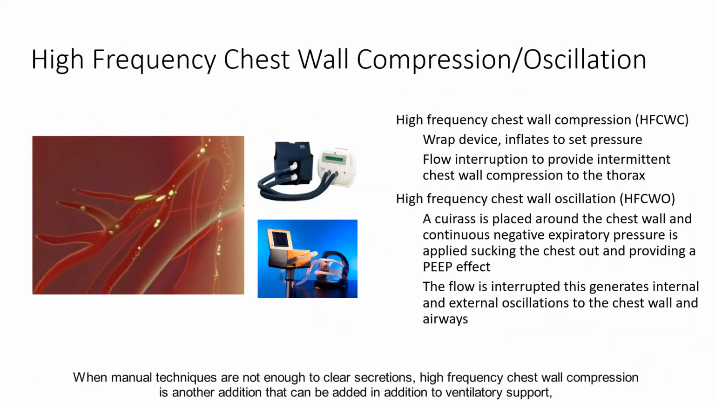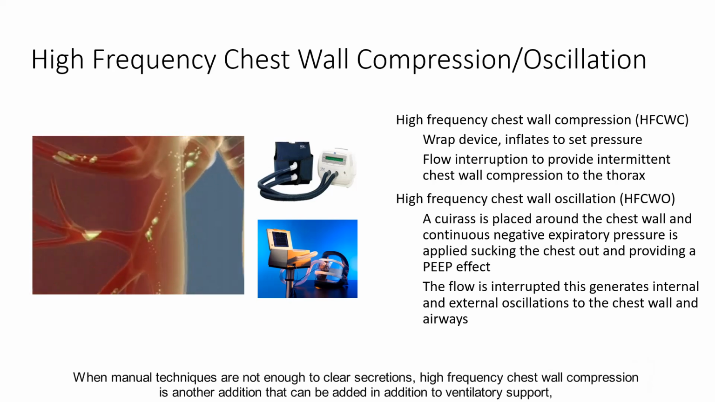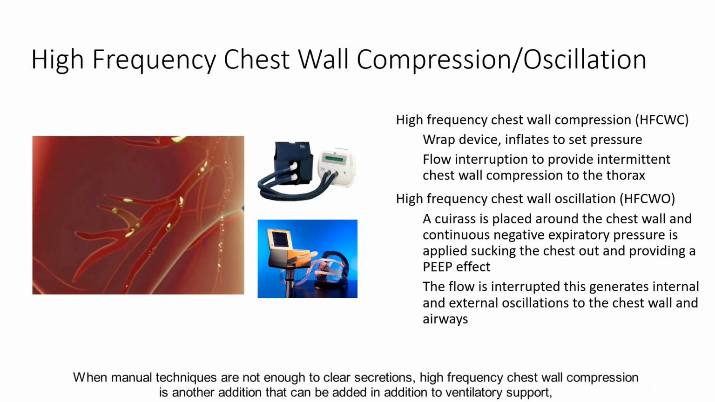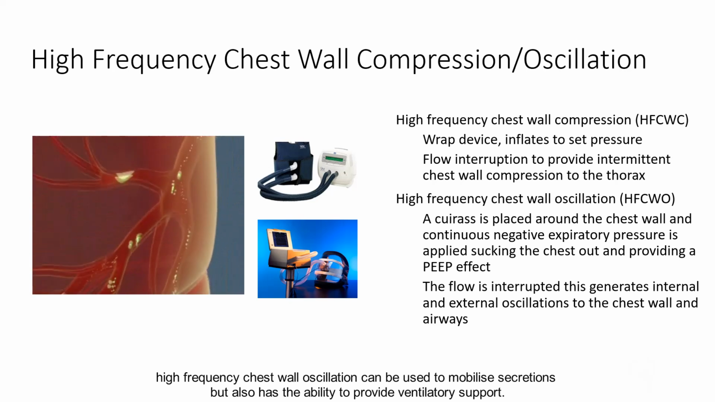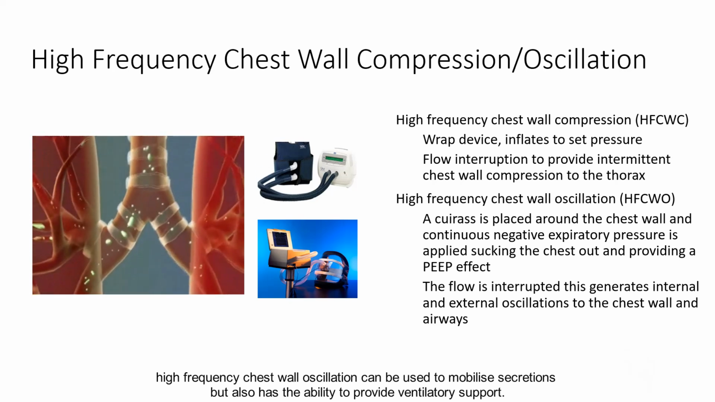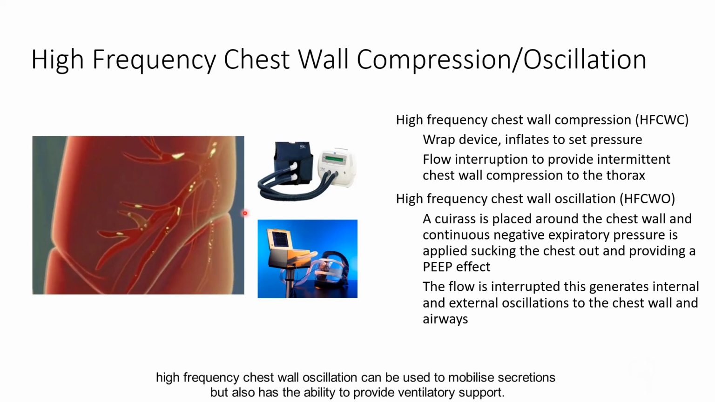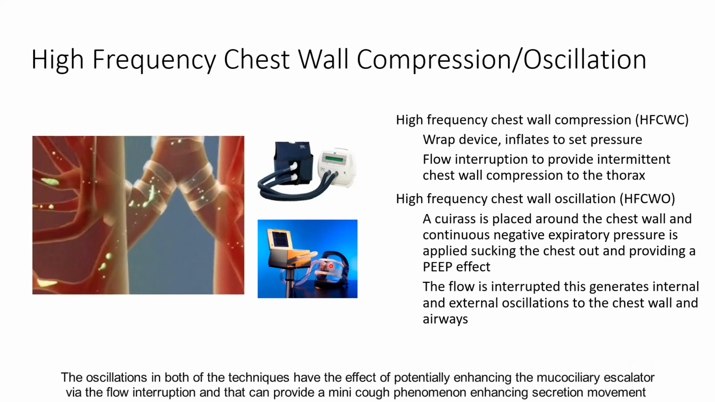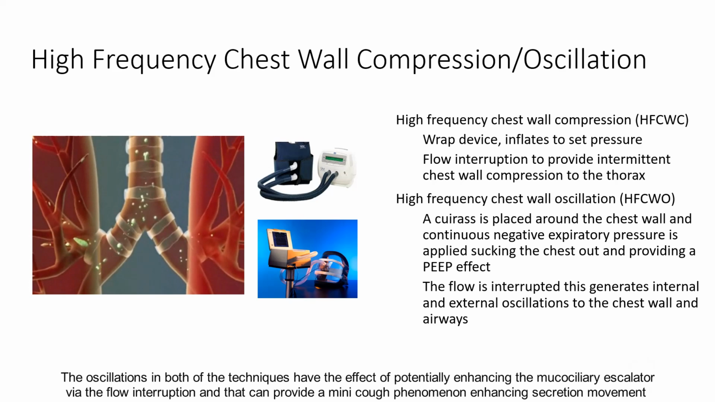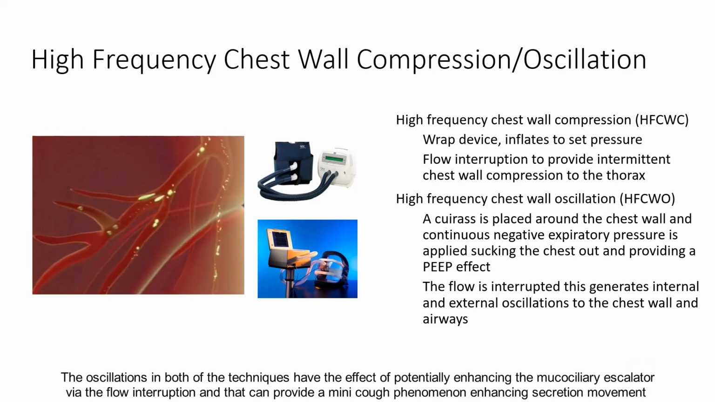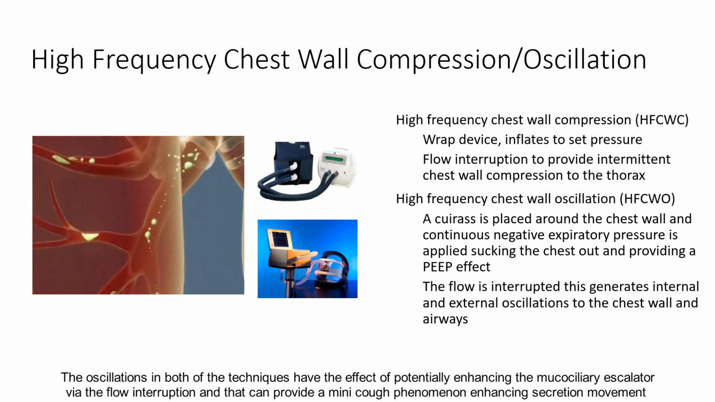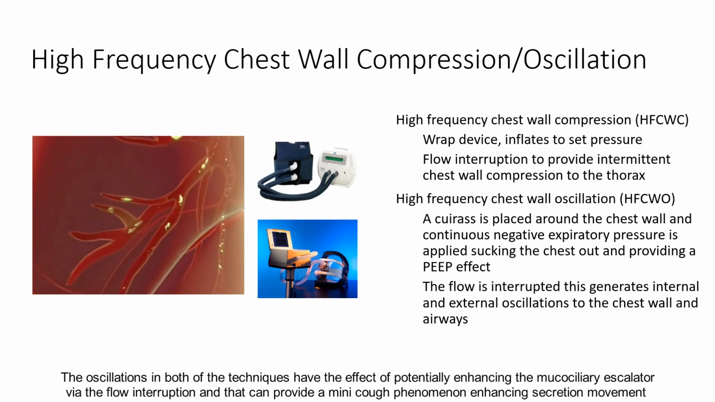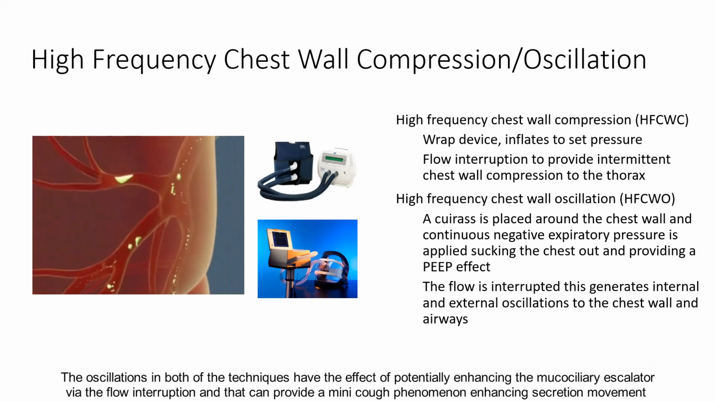When manual techniques are not enough to clear secretions, high-frequency chest wall compression is another addition that can be added in addition to ventilatory support. High-frequency chest wall oscillation can be used to mobilise secretions, but also has the ability to provide ventilatory support. The oscillations in both of the techniques have the effect of potentially enhancing the mucociliary escalator via the flow interruption, and that can provide a mini cough phenomenon, enhancing secretion movement.